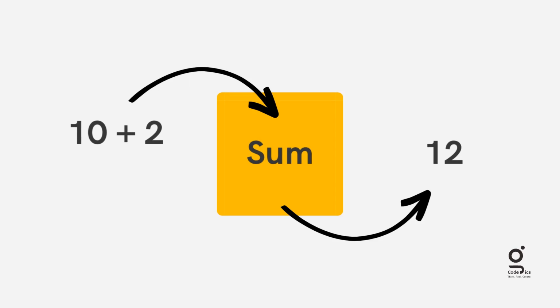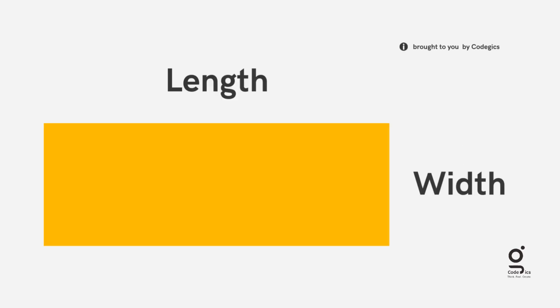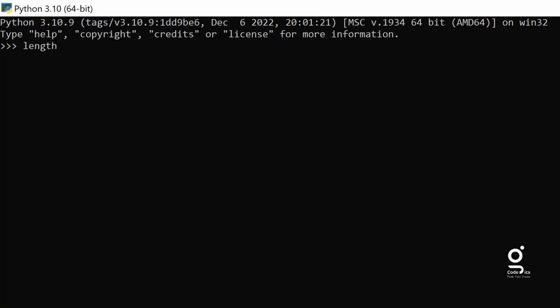For example, let's say we want to calculate the area of a triangle using its length and width. We can create variables for the length and width values like this. Length equals 10, width equals 5. With these variables, we can compute the area of a triangle. Area equals length times width.